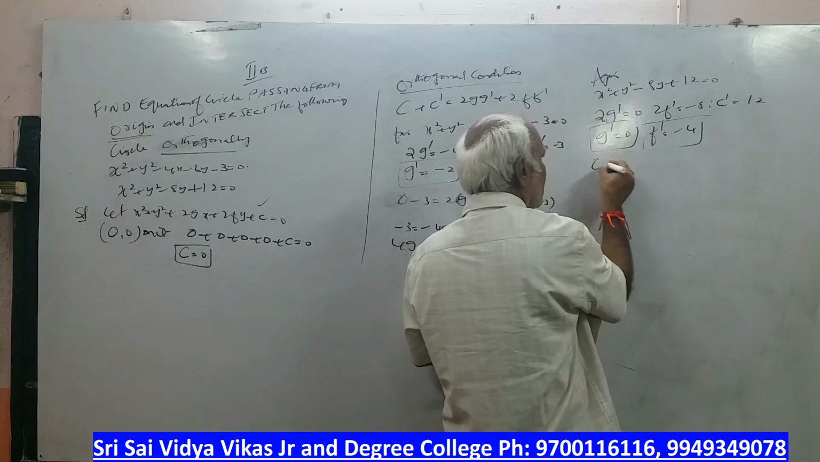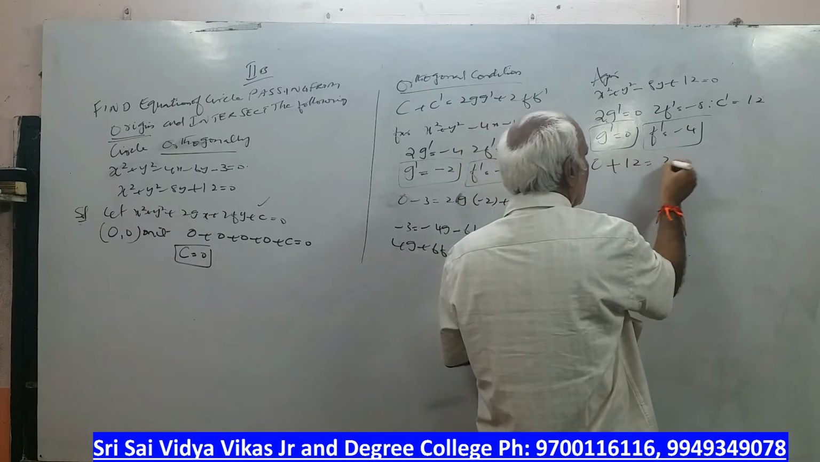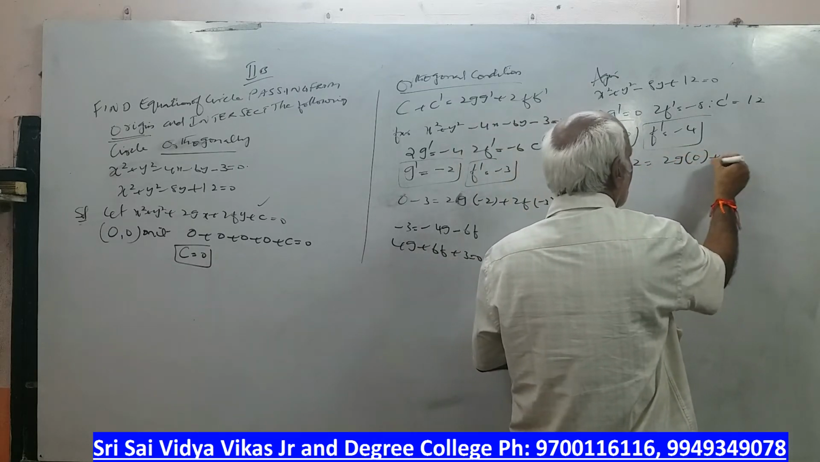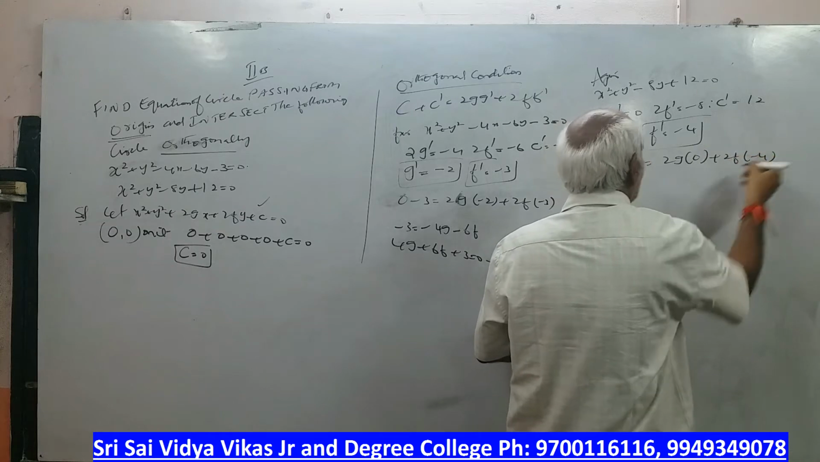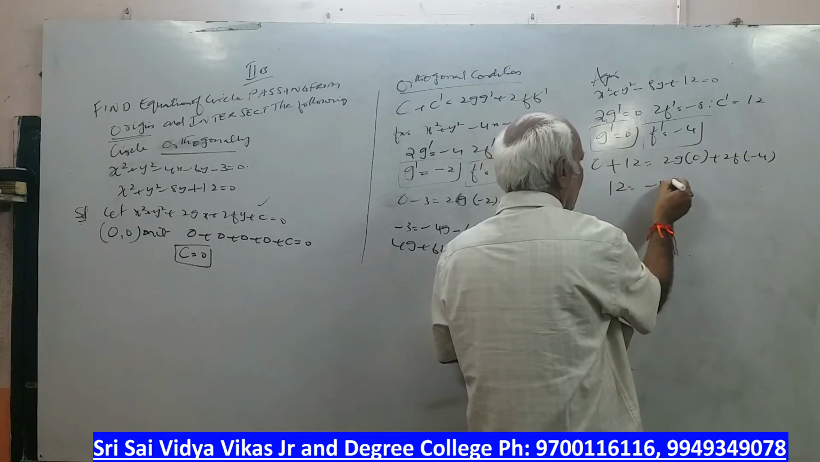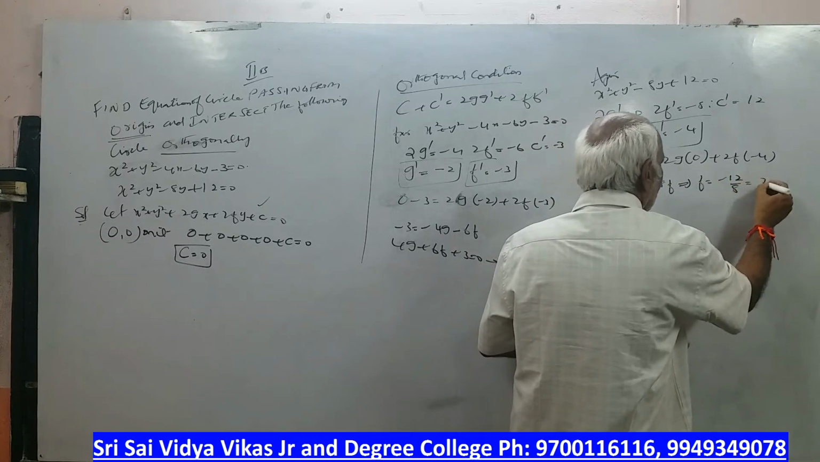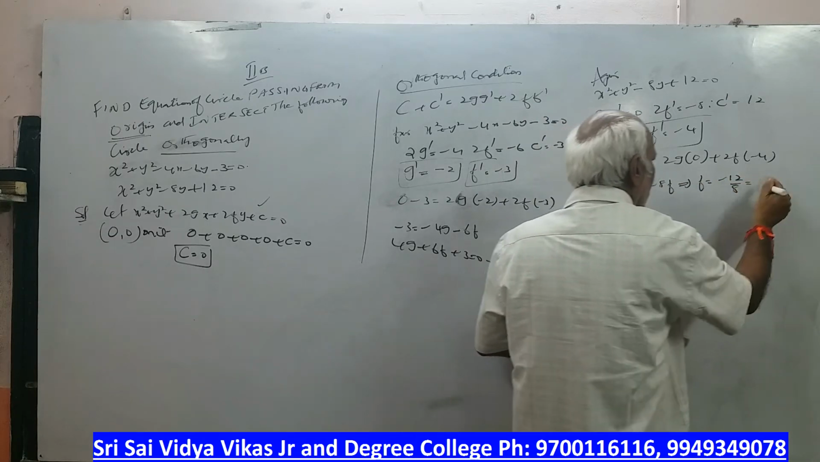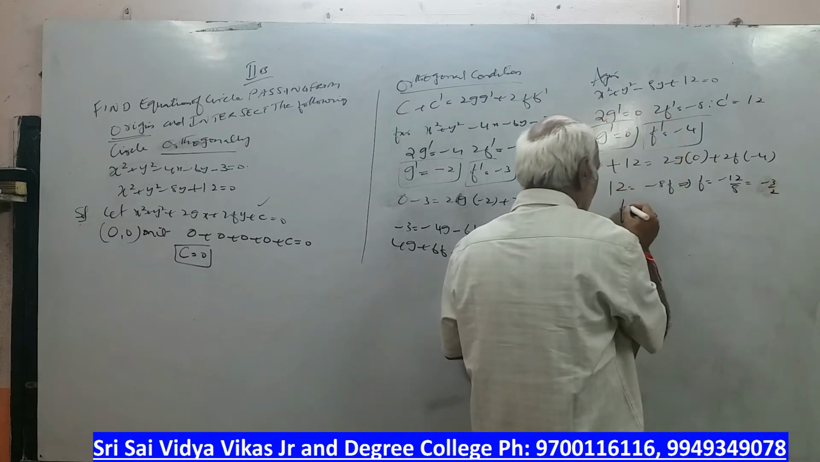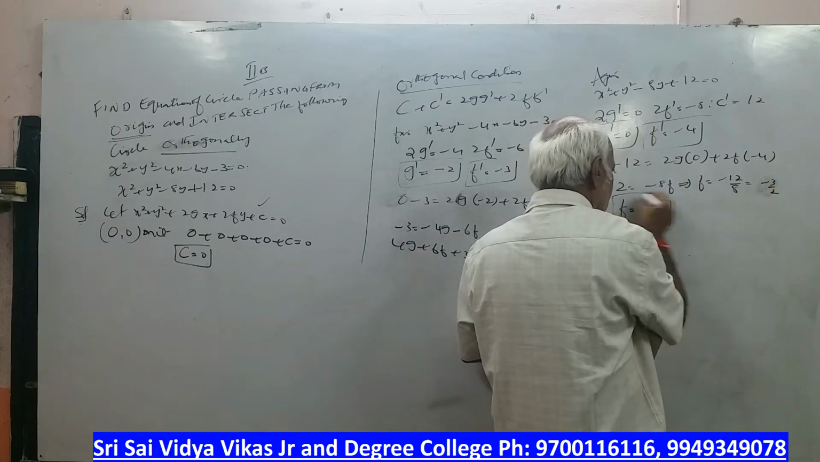Again, c is 0 plus 12 is equal to 2 into g dash 0 plus 2f into f dash, which is minus 4. So 12 is equal to minus 8f. So f is equal to minus 12 by 8, which is minus 3 by 2. Cancel with the 4 table. F is equal to minus 3 by 2.